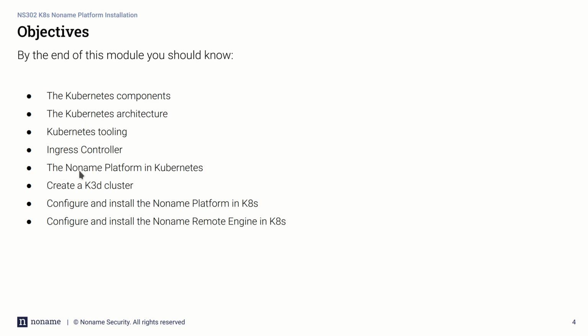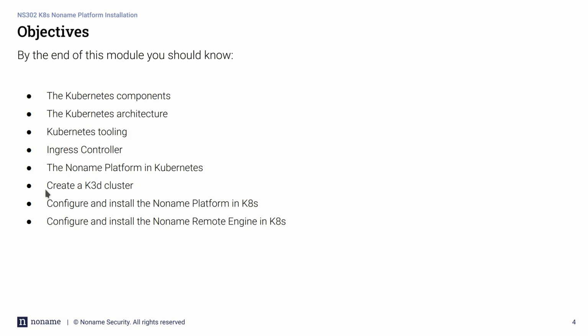The next bullet is all about what the no-name platform looks like inside a Kubernetes cluster. We're going to talk about how you can configure the no-name platform, and the hardware prerequisites of your cluster in order to support the no-name platform. And that's it. That's the slides.